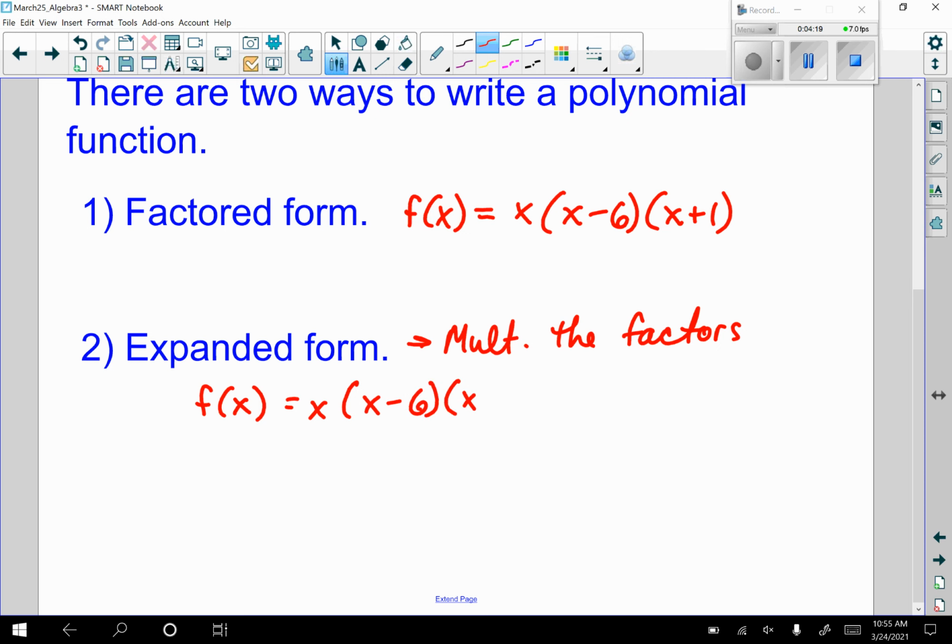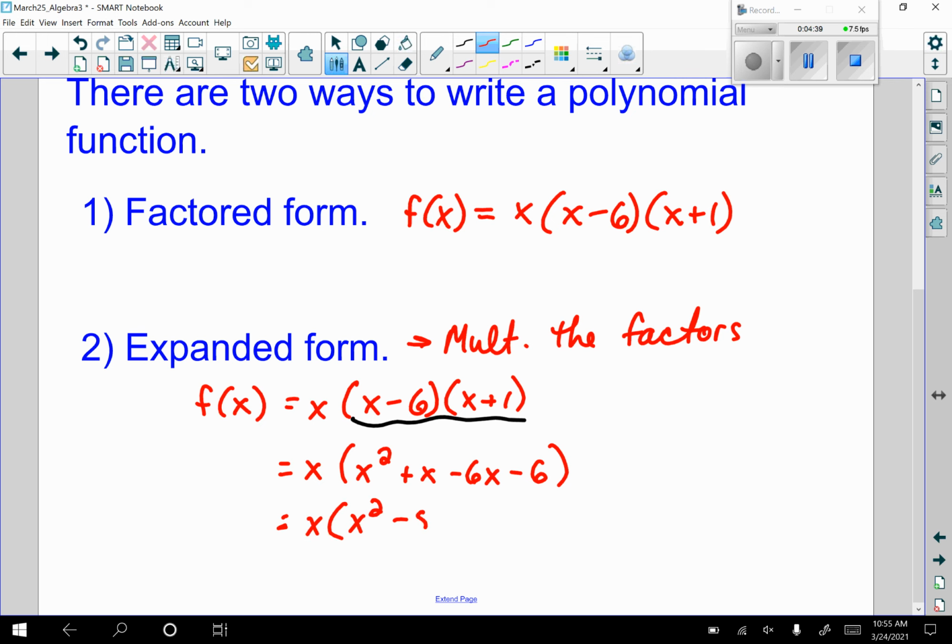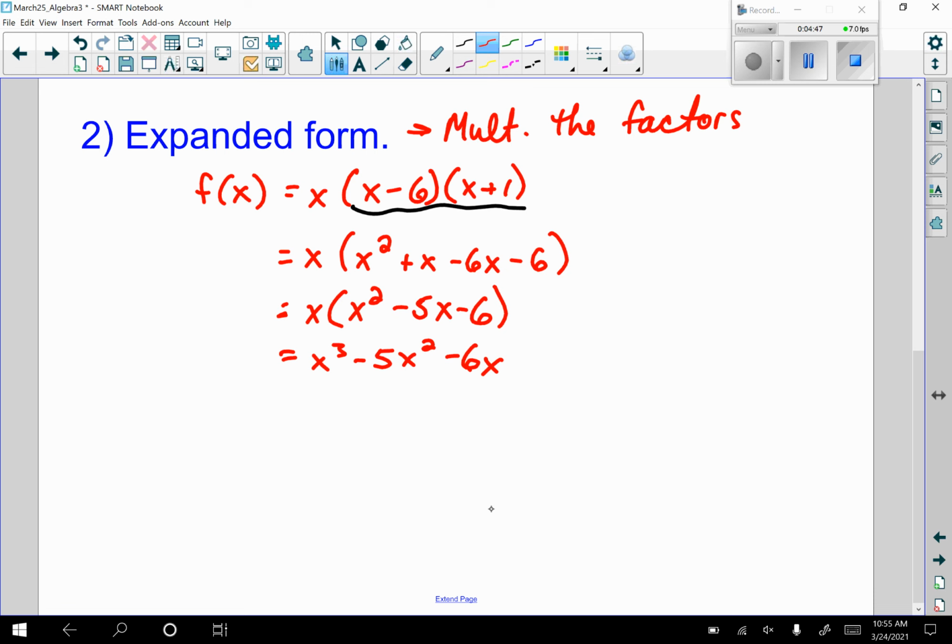So I would always suggest multiplying the binomials together first. So let's do that. So here we're going to get x squared. On the outside we'll get a plus 1x. Inside we'll get a minus 6x. And then last we'll get a minus 6. So this will give us x times x squared minus 5x minus 6. And then we distribute the x. So we'll get an x cubed minus 5x squared minus 6x. So this would be our polynomial function, but keep the f of x out in front.